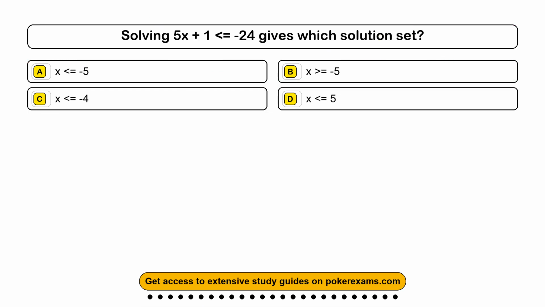Question 10. Solving 5x plus 1 equals minus 24 gives which solution set? Option A, x equals minus 5. Option B, x equals minus 5. Option C, x equals minus 4. Option D, x equals 5.